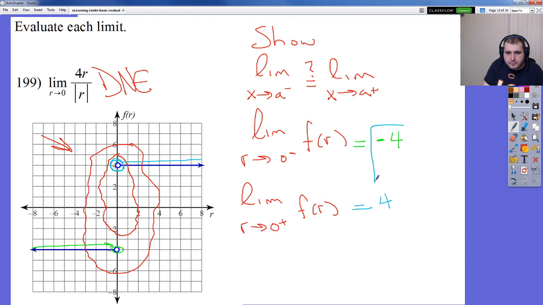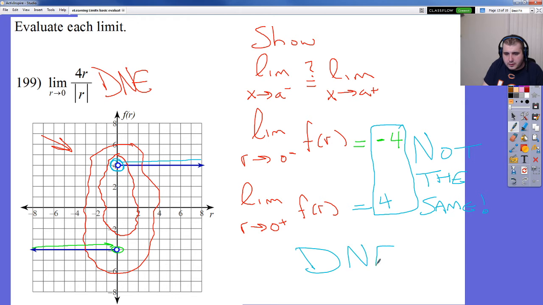Are these the same? Well, this one's 4, this one's -4. Those are different numbers, right? The limit does not exist. That's how we do it. Visually, it's clear that it doesn't exist because they don't touch, right? But if you don't get this picture, you still have to figure it out.